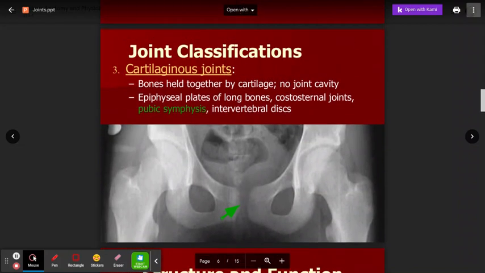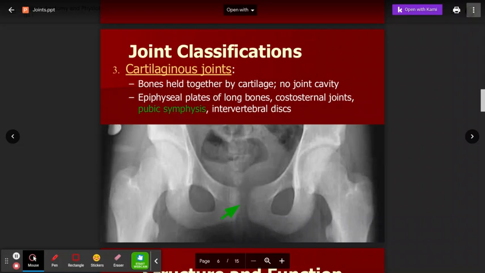Okay, this is number 3 under classification. So cartilaginous joints. Bones that are held together by cartilage. There is no joint cavity. The epiphyseal plates of our long bones, that is your growth plate, right? I don't know that I can see a growth plate on this picture. But if you break a bone, they're going to check that suture to see if you're done growing yet. They're going to ask how old you are and look at those epiphyseal plates, because if you break it in a key area, it could hamper your growth.